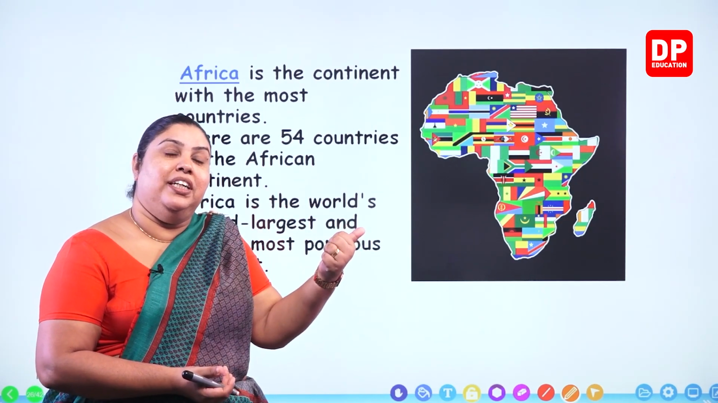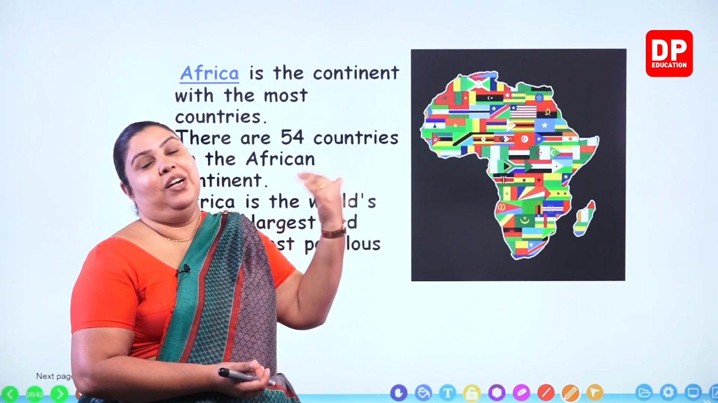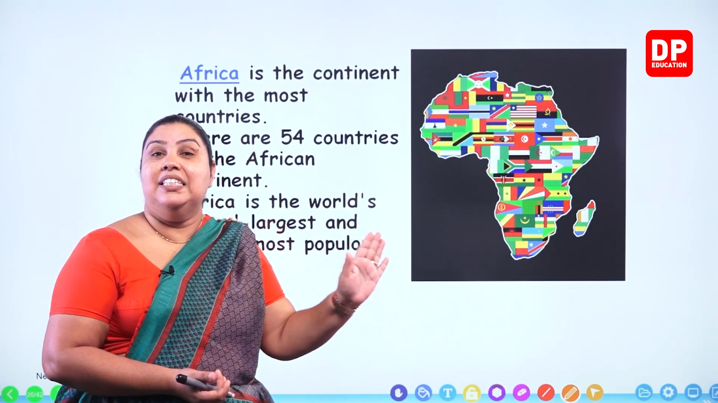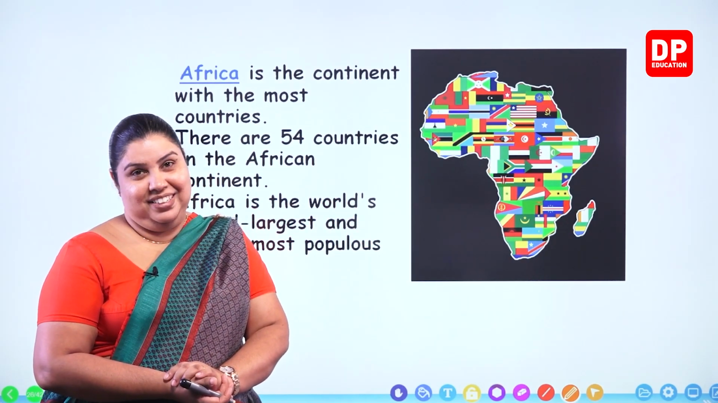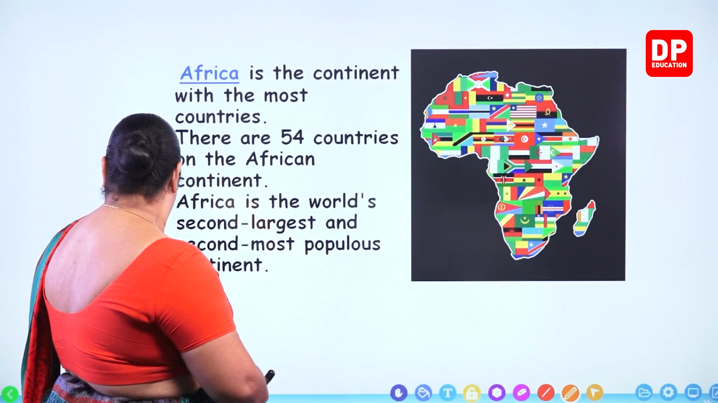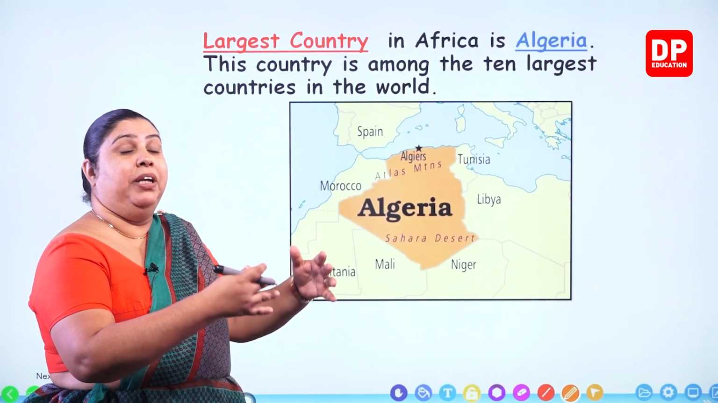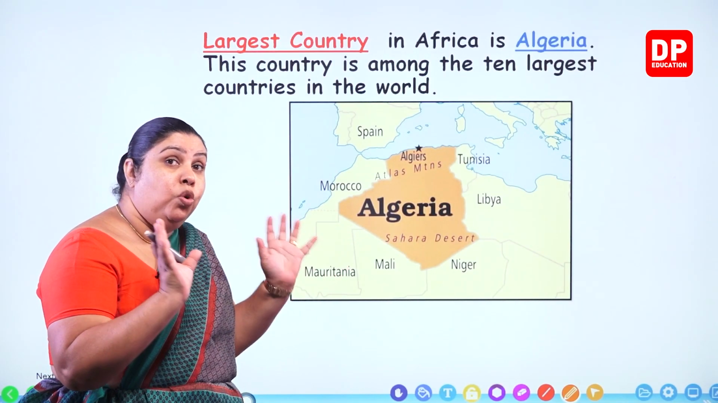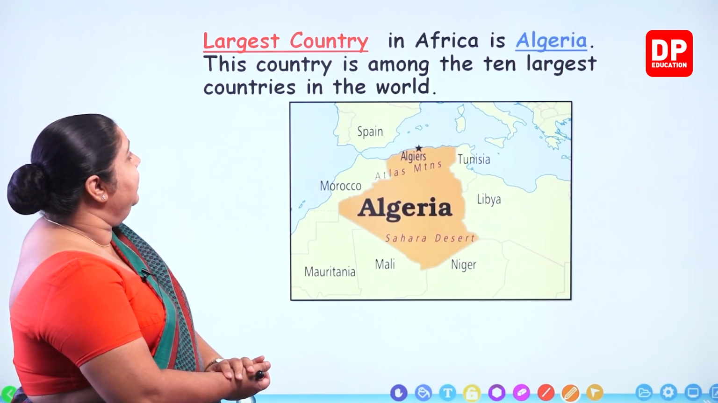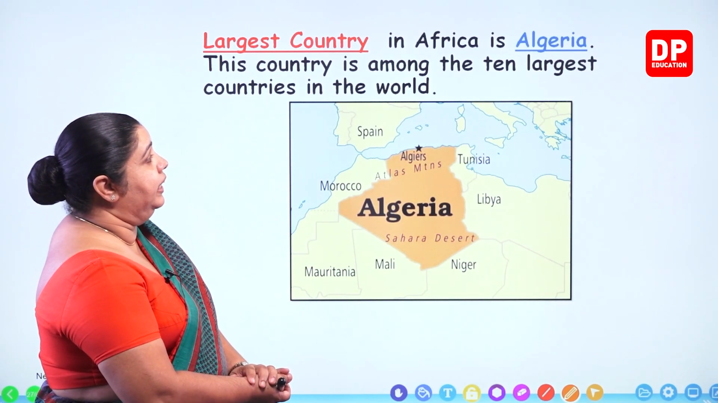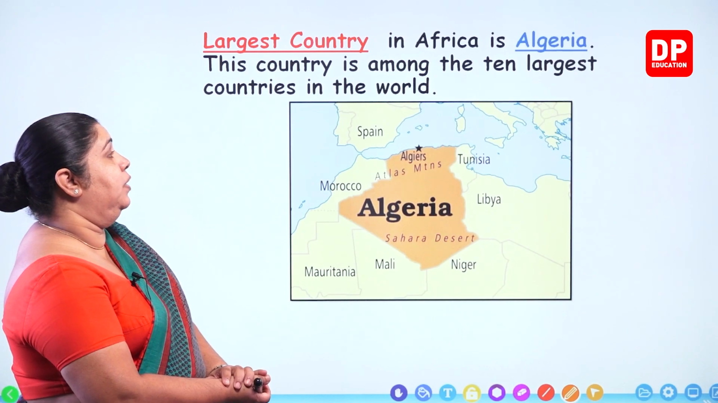So the first continent is the Asian continent. Now the second continent is the African continent. Right. So now we are going to talk about the largest country in Africa. The largest country in Africa is Algeria. This country is among the 10 largest countries in the world.